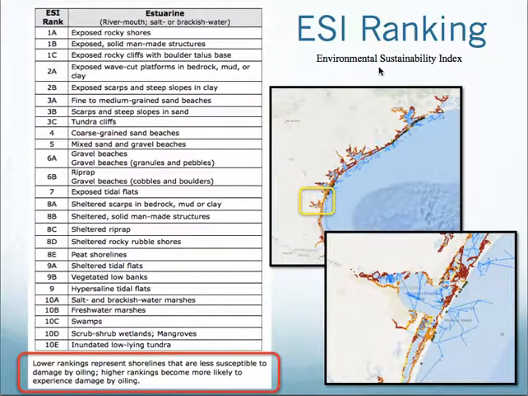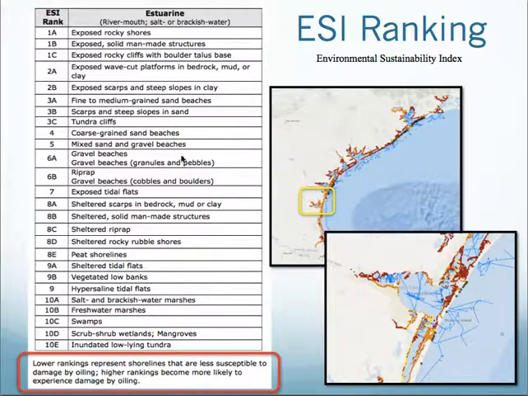Here's the ESI ranking data I was telling you about. It's the Environmental Sustainability Index. This index has been created by NOAA, showing how susceptible these environments are to damage by oil if an oil spill were to happen.